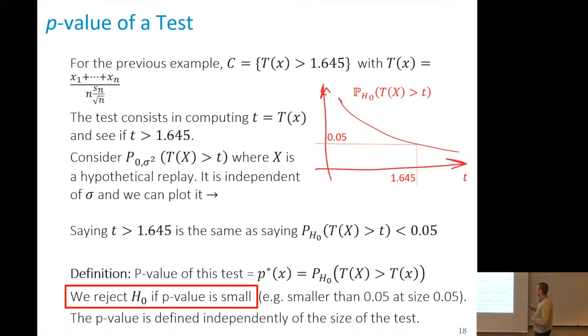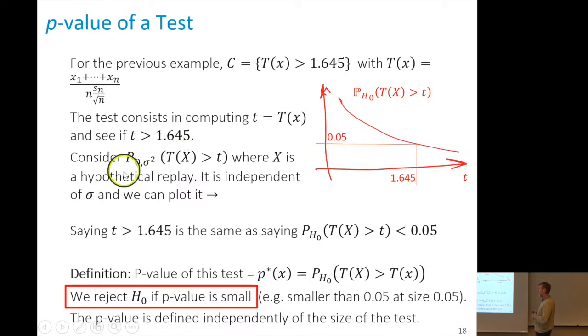Let's understand what the story is. For the previous example, we said that the critical region, I capture it with this notation, capital T, I call it the test statistic. It is the thing I number crunch from the output data into something that I will compare with respect to a threshold. This is the formula we found made sense for this test here. And the test consists in computing, once I have the data, the value of the test statistic and comparing it to the pre-specified threshold here.